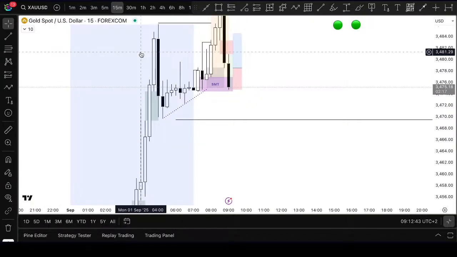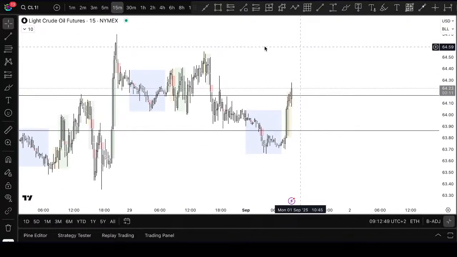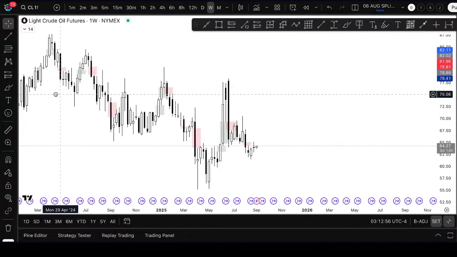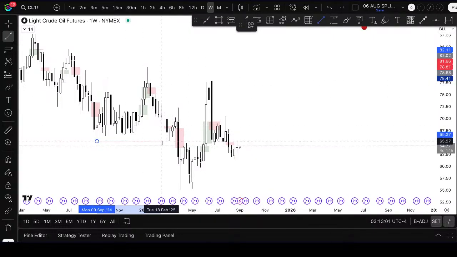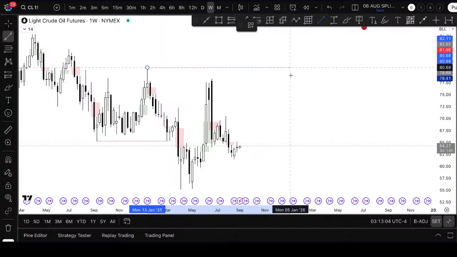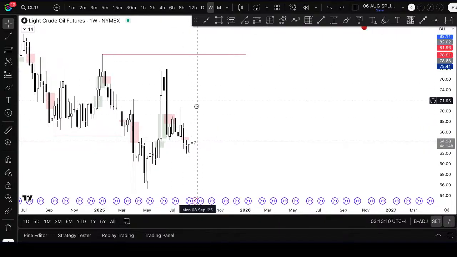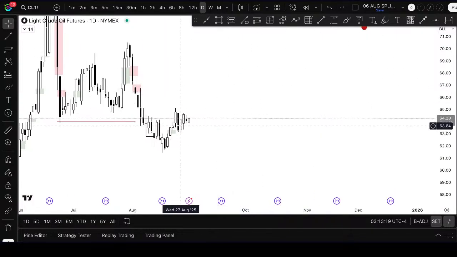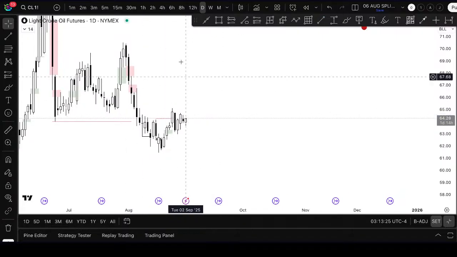EURUSD done. Now let's check for crude. What's crude doing? Again, like always, go with the weekly time frame first. What's our weekly saying? Weekly, it's been completely bearish. Came up, took the reaction. This high got respected, and we still have a break of structure. This FVG is in the weekly. It's still consolidating. Its whole trend is downwards. Created an internal break of structure to the upside.